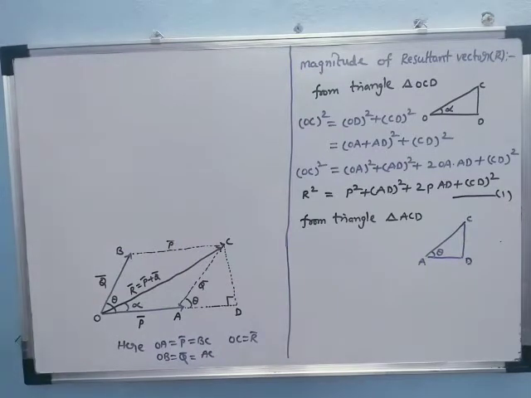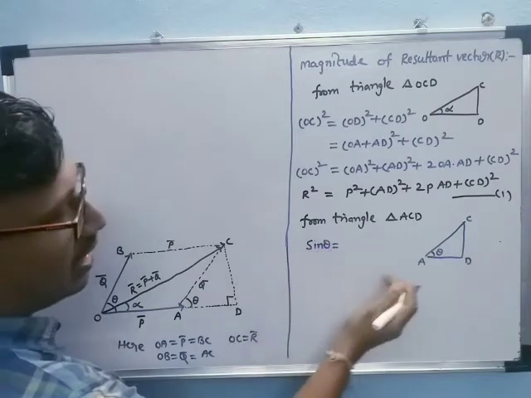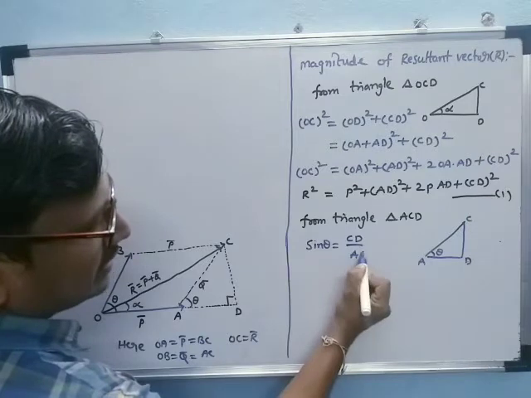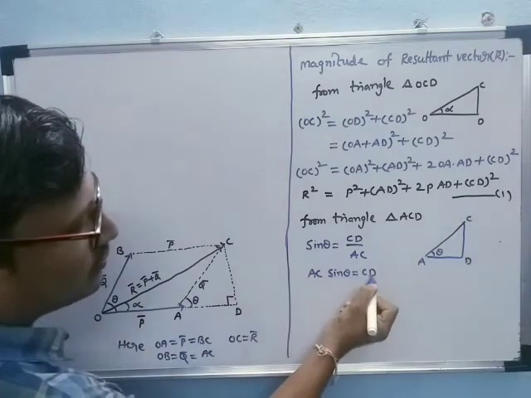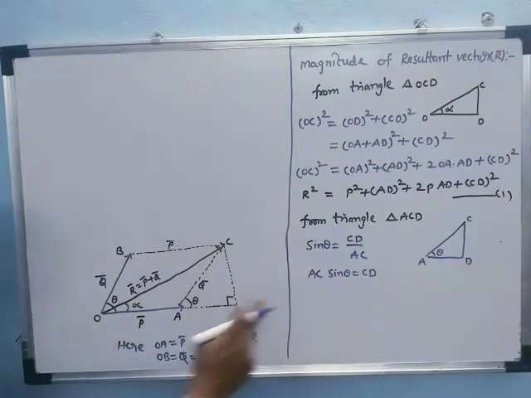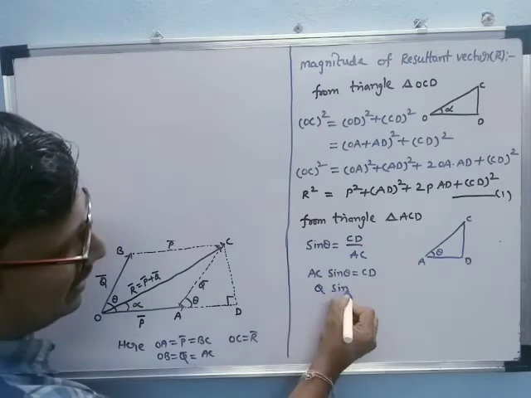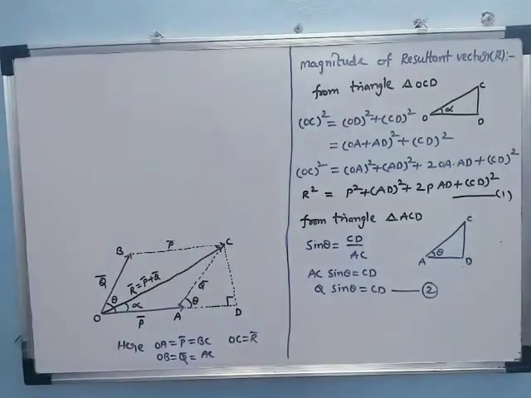Apply sin theta. What is the principle for sin theta? Opposite by hypotenuse, that is CD by AC. Then cross multiplication, AC sin theta is equal to CD. AC, A to C, how much is the distance? Q. So Q sin theta is equal to CD. This is considered equation number 2.